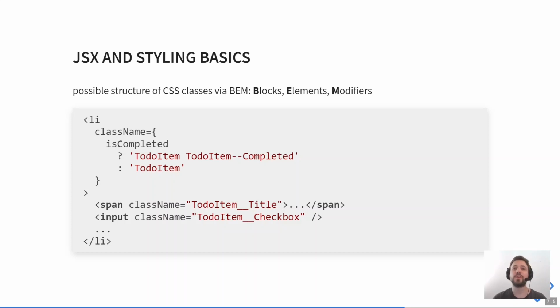One common structure that we can use when naming our CSS classes is to separate them into blocks, which in React would usually mean components, elements, which would be sub-elements of blocks, and modifiers, which could modify a specific block or element. In the code example here, we see one block named to-do item. There's also a modifier that can create the class name to-do item--completed. And there are two sub-elements, to-do item__title and to-do item__checkbox.